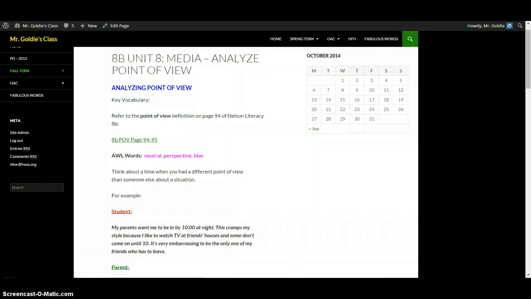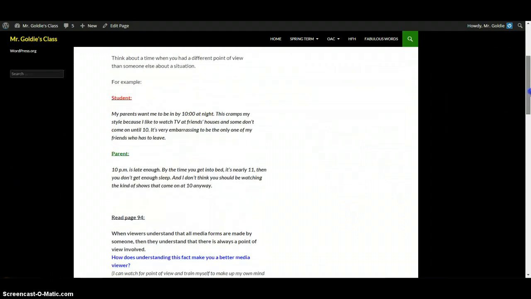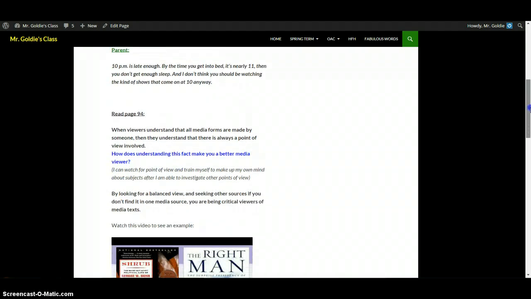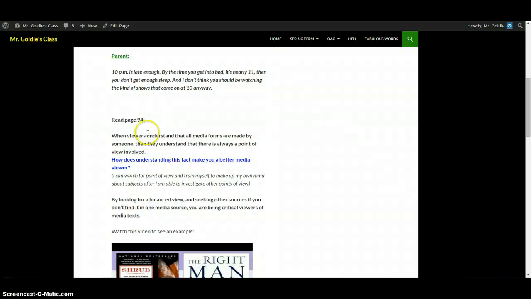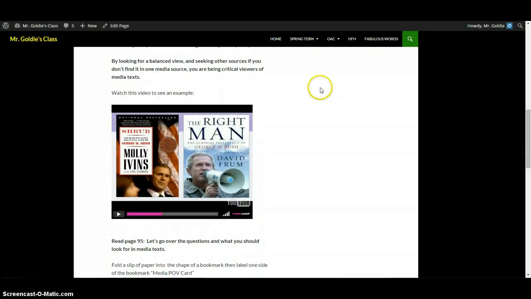Okay. So here goes. Analyzing point of view. Some key vocabulary here. Please add these to your AWL list: neutral, perspective, and bias. You're going to find these words throughout the unit, but you'll probably find them in this reading here. Let me introduce you to the page here. Some examples of point of view here, student and parent, and then something to read on page 94 in your textbook, some advertisements, and then here's a video explaining point of view.